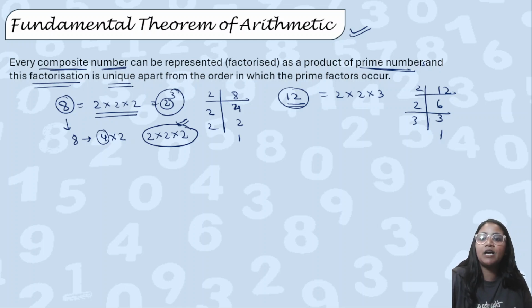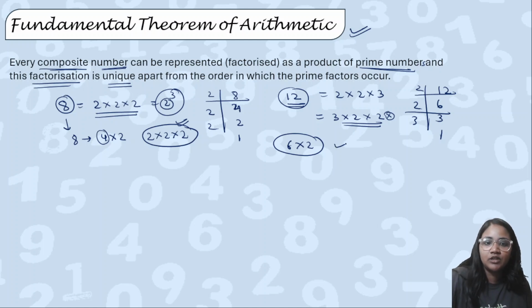Right? And apart from the order, so order does not matter. We can take the order in any way. I can write 12 as 3 times 2 times 2 as well. This makes no change. But we cannot write 12 as 6 into 2. This is not the prime factorization, right? The prime factorization involves that a composite number must be written as a product of prime numbers. I hope it is clear. Let's move forward and see a question on it.